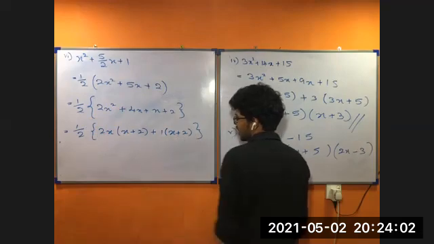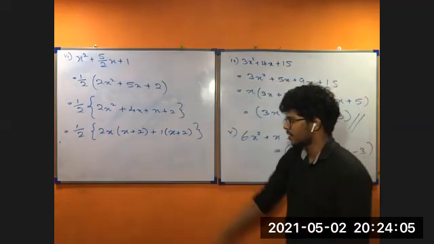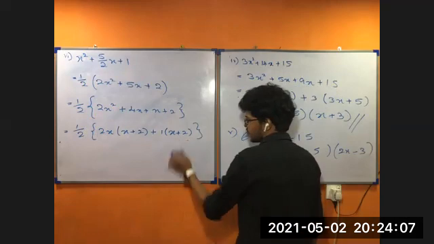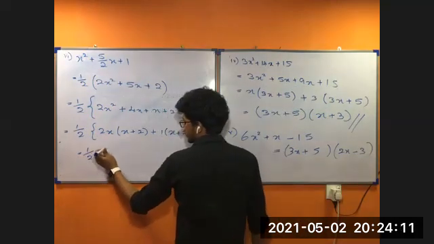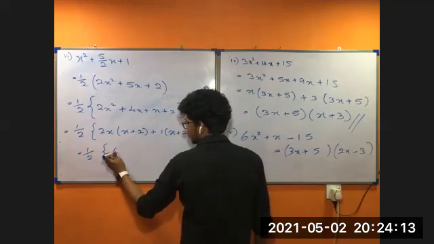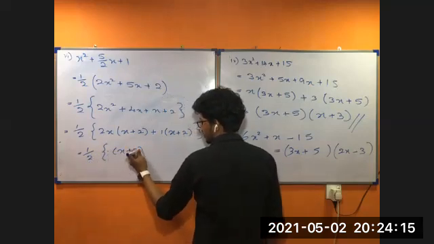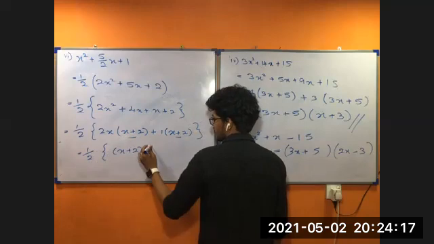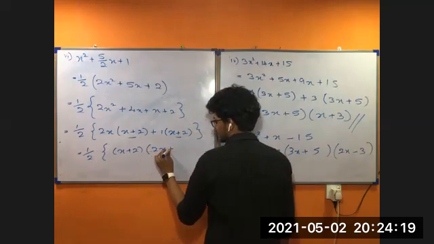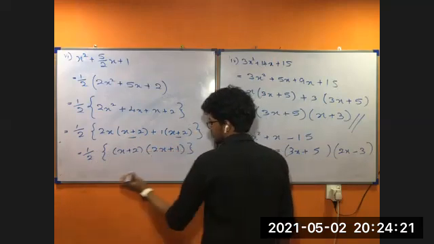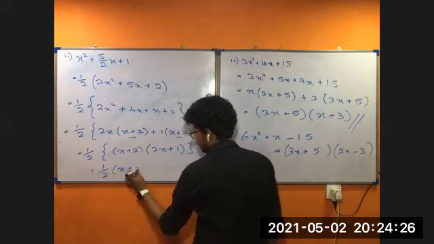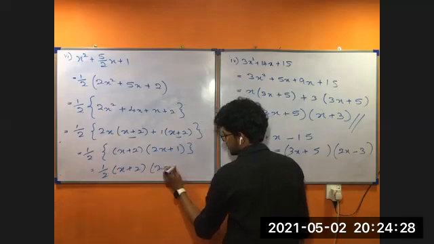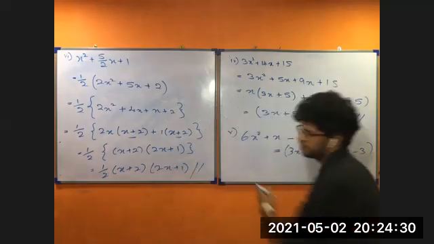Here it is the same. I took 1 because there's nothing to take, but still this one and this one are going to be the same. So it is going to be half times, I'm going to take x plus 2 out. What is remaining? 2x plus 1. So it is going to be half times x plus 2, 2x plus 1.